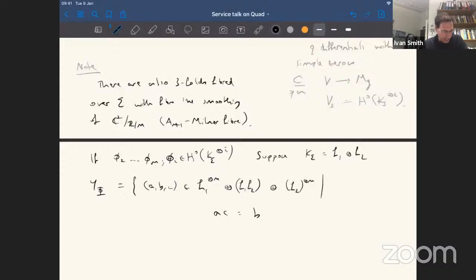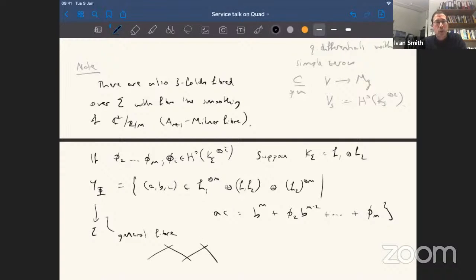It's ac equals b to the m plus, and then I form a polynomial out of these various differentials that I chose. Okay, so this is again a hypersurface in a rank 3 vector bundle over sigma. It again maps down to sigma, but now the general fiber is this A_{m-1} Milnor fiber, which concretely looks like a plumbing of copies of T star S2.